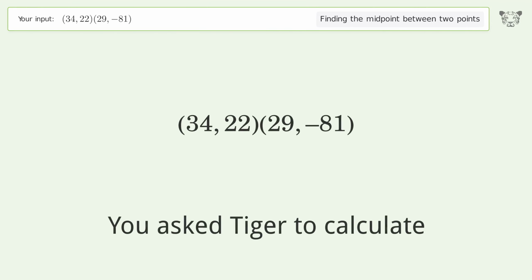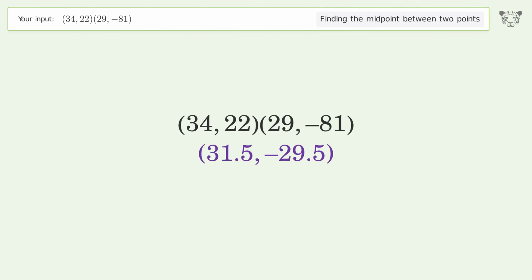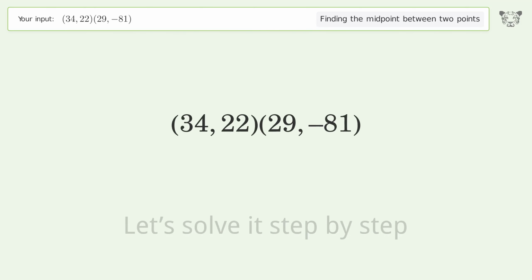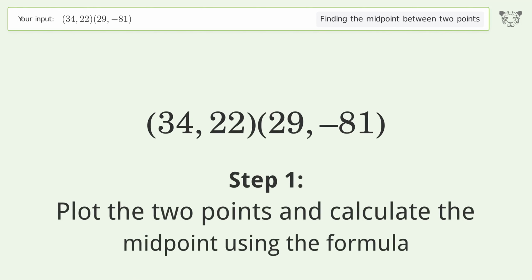You ask Tiger to calculate. This deals with finding the midpoint between 2 points. The midpoint between the 2 points is 31.5, negative 29.5. Let's solve it step by step. Plot the 2 points and calculate the midpoint using the formula.